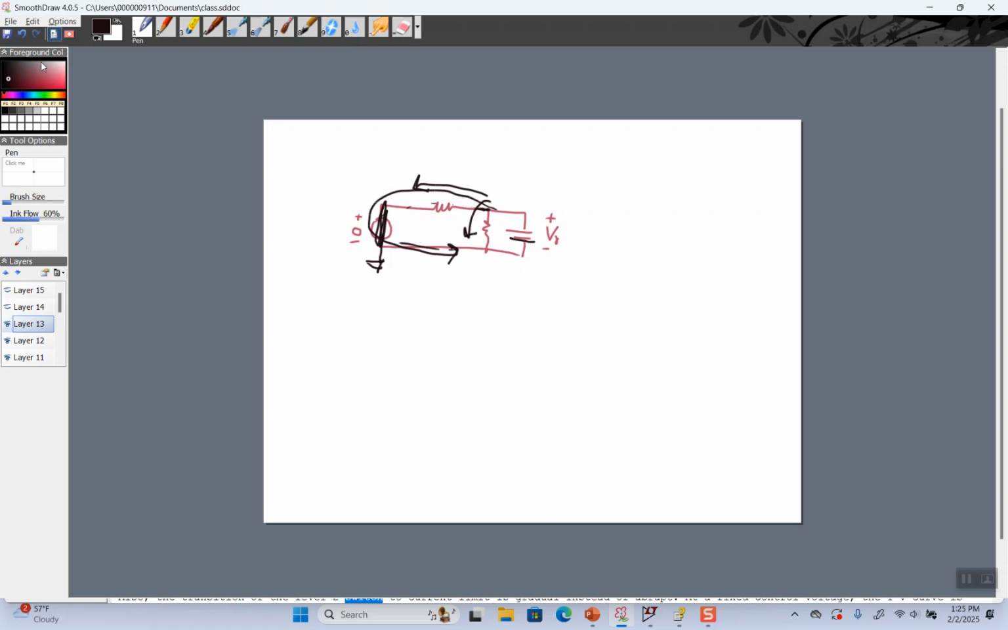or I can take this path. So that means R1 is in parallel with R2. That means from an impedance perspective, I can draw it like this, right? And so tau would equal R1 in parallel with R2, times C1. All right, and then you can go from there.